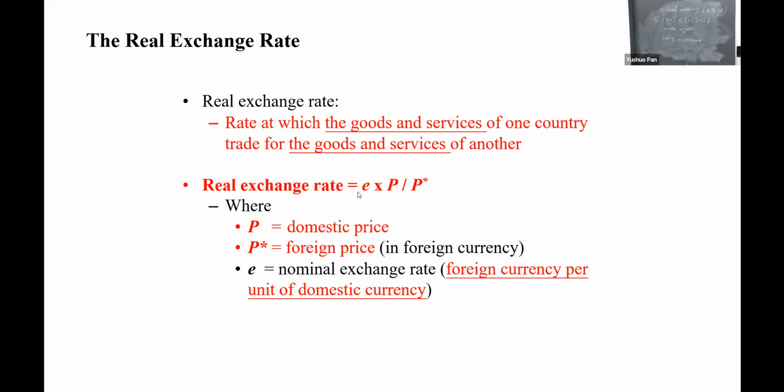The real exchange rate equals E times P, where P in the numerator is the domestic price, divided by P star. P star is the foreign price. So please do not mix up these two positions. The numerator is the domestic price. The denominator is the foreign price. And E is the nominal exchange rate, the foreign currency per unit of domestic currency. In the United States, it's usually per dollar: $1 US, how many other currencies you can exchange for. So this equation is very important, all right?